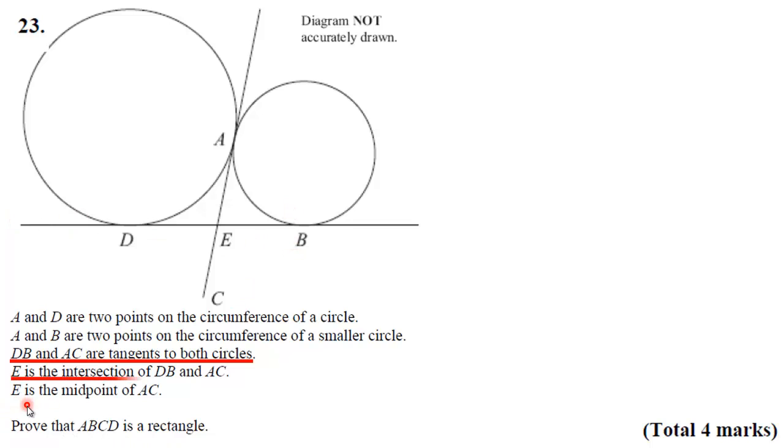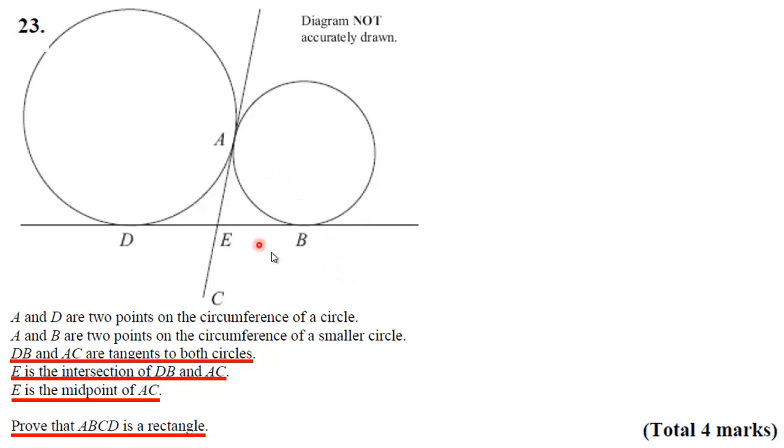And this important bit of information, E is the midpoint of AC. All right, so it's the midpoint of those two. They want us to prove that ABCD, A to B to C to D, is a rectangle.